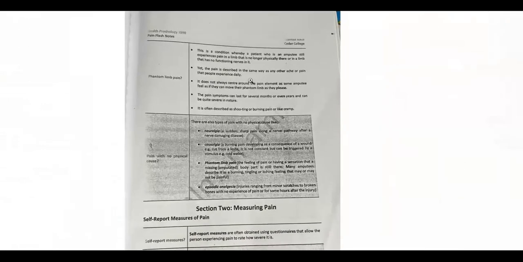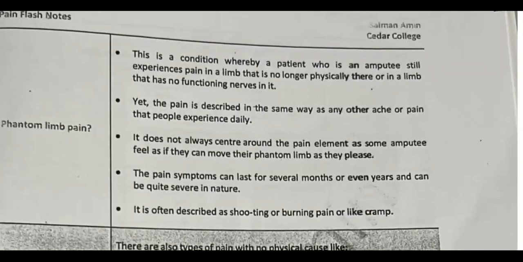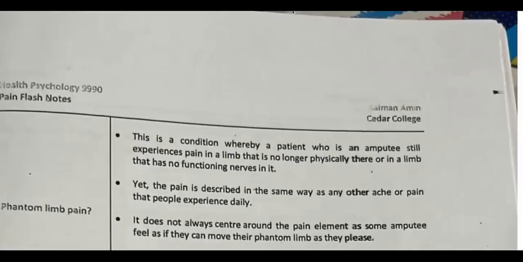Looking at phantom limb pain. Phantom limb pain is when a patient is an amputee and still feels pain in areas where there's no limb. Have you watched Forrest Gump? No? Okay, you should. However, it's okay if you haven't.